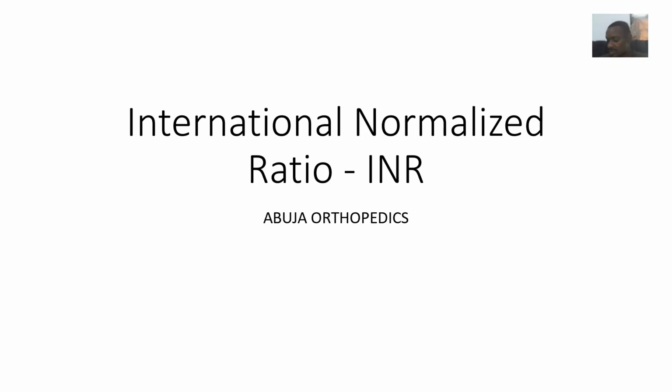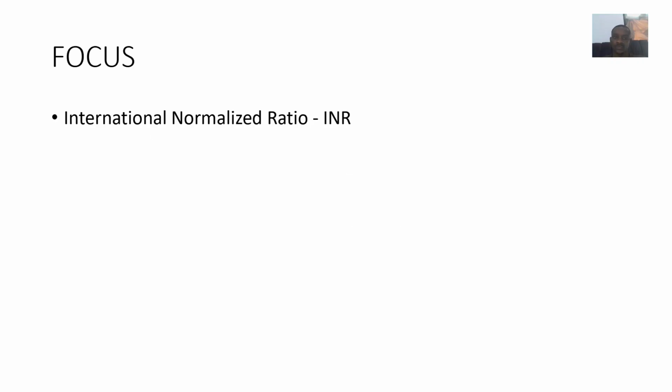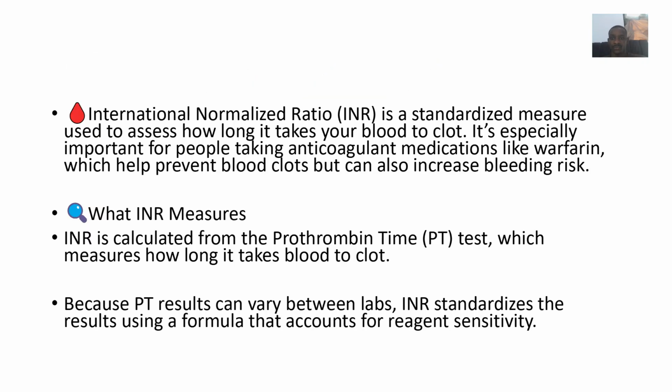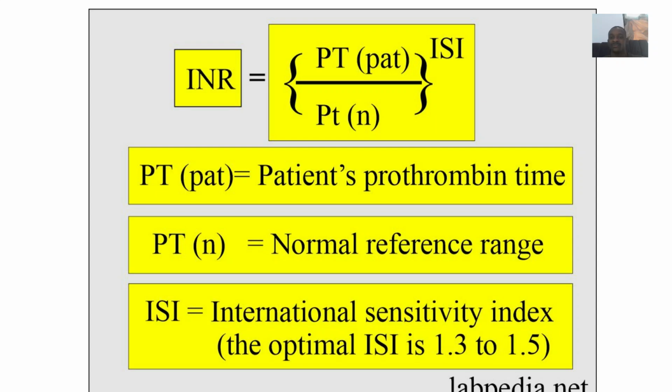So we look at the concept where you always hear them talking about international normalized ratio. So what is it, right? What does it actually mean? The international normalized ratio is a standardized measure. It's used to measure how long it takes your blood to clot. This is a formula. Okay, so if your blood is actually flowing out, how long will it take it to stop?